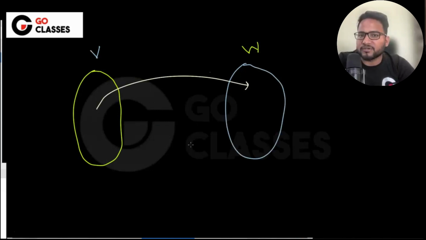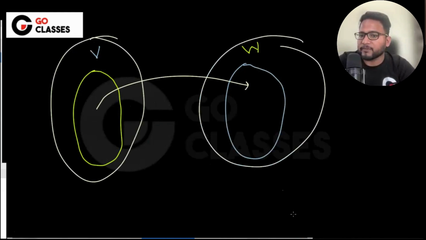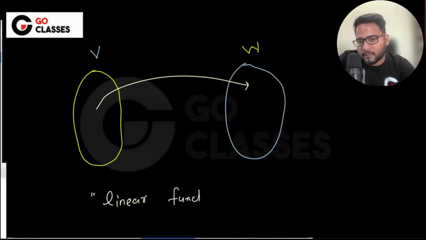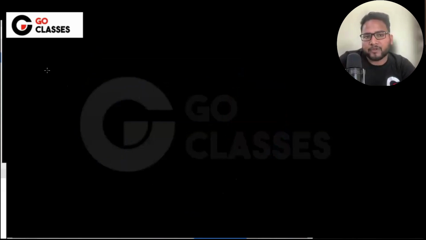These kinds of functions I want to talk about today, and that too with some special structure. These functions map from one vector space to another vector space, and not just any random functions. I want to talk about something called linear functions. Let's see what those linear functions are. Linear map, linear function or linear transformation, whatever you like to call it.